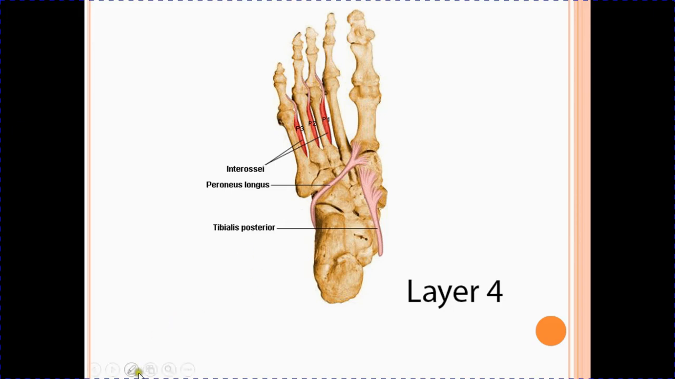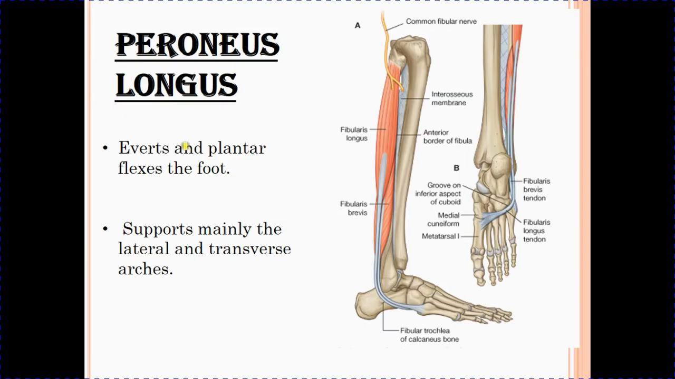Again, you can see in this figure that it gets inserted. This is the tendon of the peroneus longus muscle. It is crossing the undersurface of the foot and it gets inserted into the medial cuneiform and the first metatarsal. A very clear picture to show you the insertion of peroneus longus. The peroneus longus everts the foot as well as plantar flexes the foot.